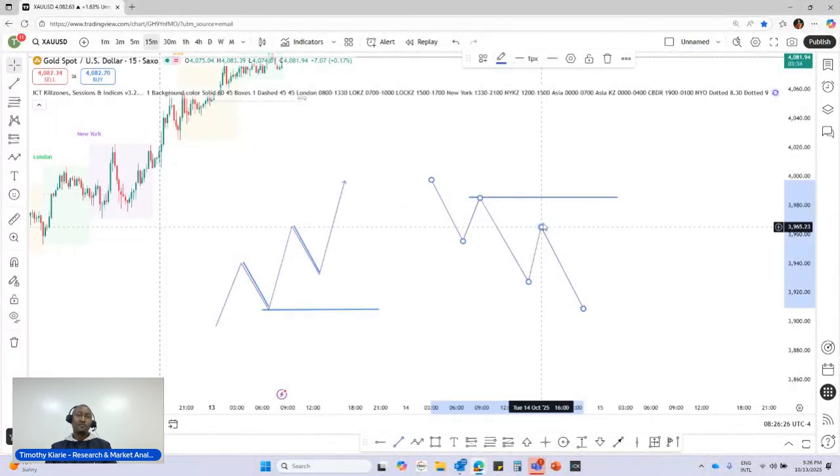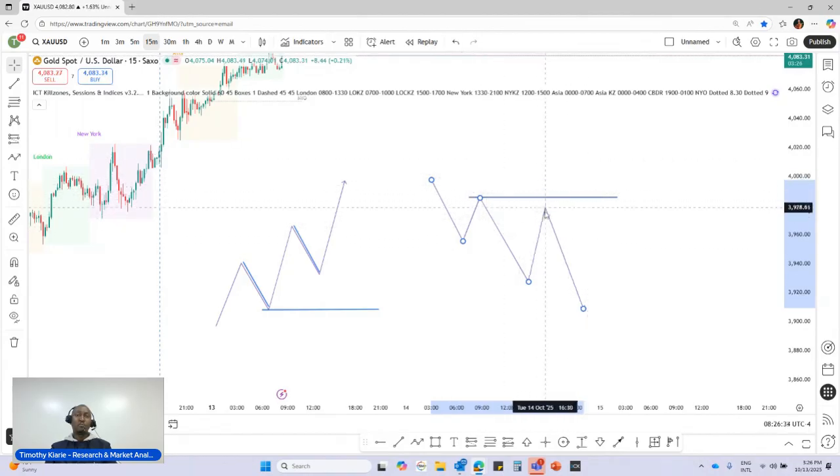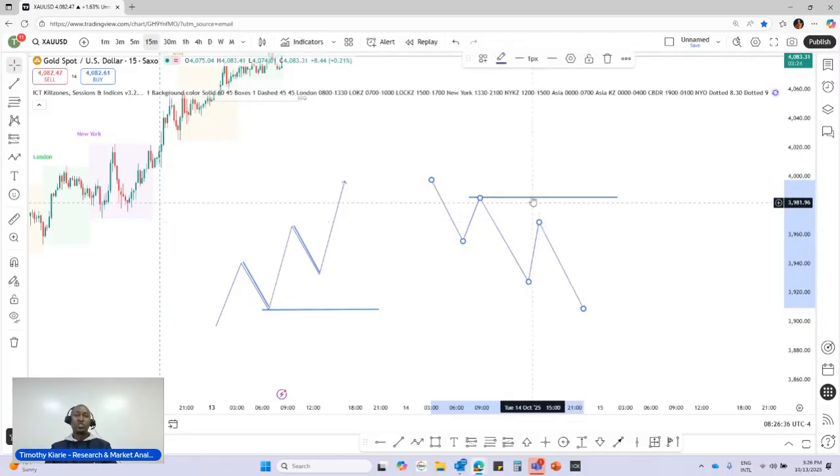If the price comes and breaks above that level, then this is not a pullback, but a potential reversal. A pullback is whereby we want to see the market respecting the structure. The market is retracing or pulling back, but respecting the prevailing market structure.